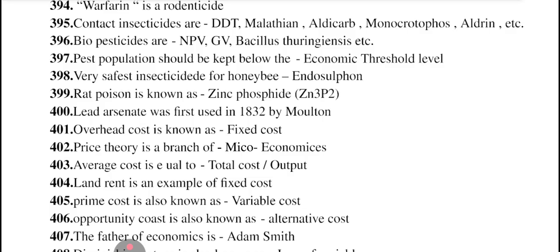Rat poison is also known as zinc phosphide or Zn3P2. Lead arsenate was first used in 1832 by Moulton. Overhead cost is also known as fixed cost.